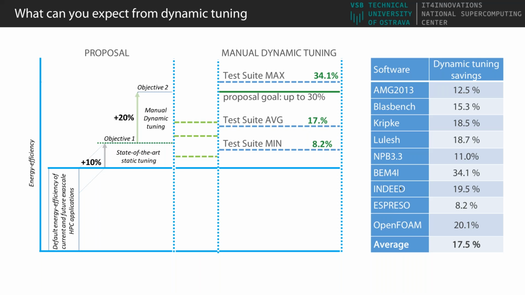This should give you the idea of what one can expect when performing the dynamic tuning to save energy. This would probably be the range that you can expect also on your application.